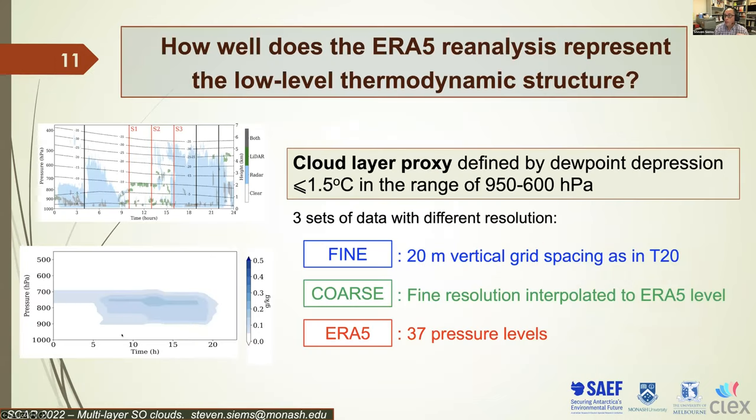So we can't use the ERA5 cloud product. We use the dew point depression as a proxy. This is an old trick. If the dew point temperature is within 1.5 degrees of the temperature, then you're close to saturation. And you say, well, presumably we're close to a cloud layer there. But we can compare apples to apples here because ERA5 has temperature and dew point temperature, and our physical soundings, which were assimilated into ERA5, have these same observations. So we look at the soundings at a fine resolution, we look at the soundings at the same resolution as ERA5, and then we look at ERA5 at the 37 levels.